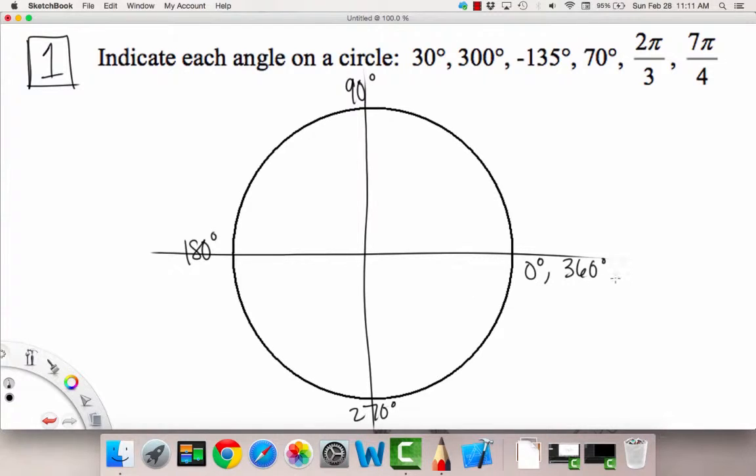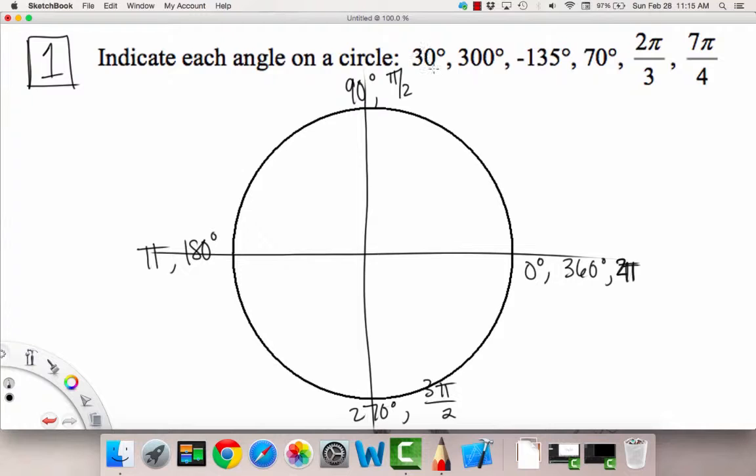And in radians, this is either 0 or pi. Up here we have pi over 2. On the left-hand side, we have just a single pi. Down here, we have 3 pi over 2. And this is actually a 2 pi. Sorry about that. 2 pi there. So 0 or 2 pi. Now we're ready to attack this problem.